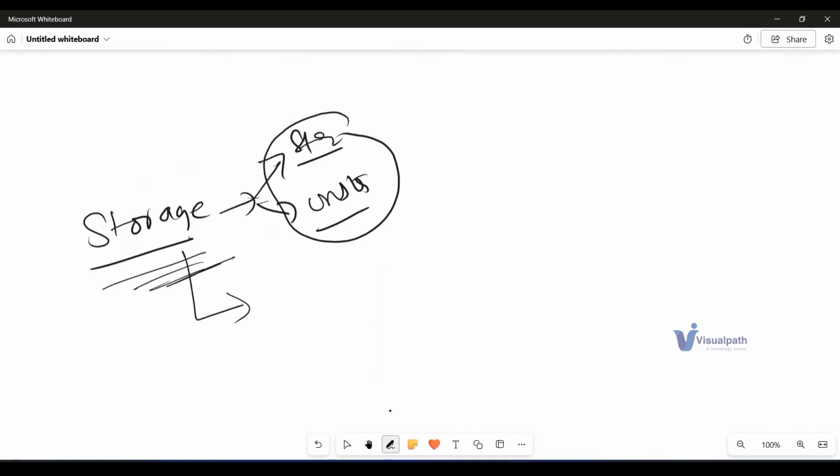Technically, we have a name for it. We call it a data lake. Participants, will you memorize this word? Data lake. Now you have understood about data lakes.